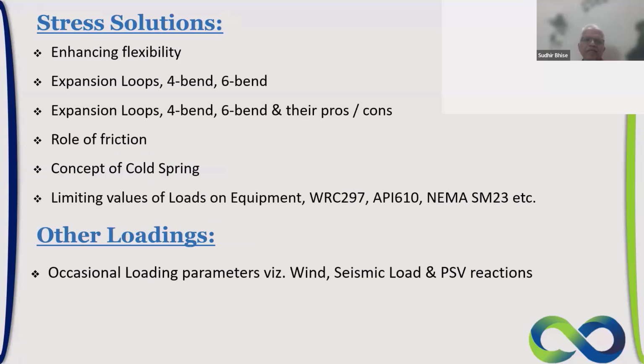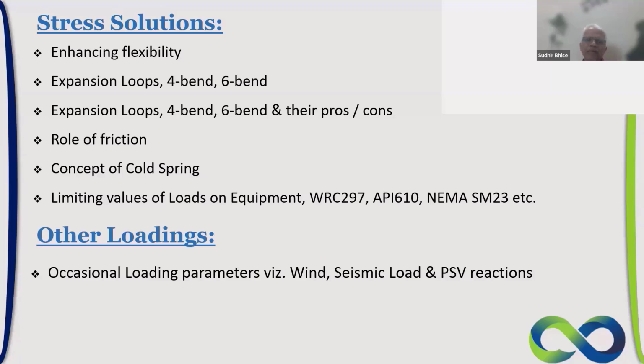Then after understanding this basic theory, we are going to study the various solutions used for solving problems related to the stresses, the strains, and the higher loads in the piping system. Different solutions such as enhancing the flexibility, the application of the 4-bend and 6-bend loop, where a 4-bend must be applied, where a 6-bend cannot be used, or where a 6-bend must be used. So all these studies we are going to make.